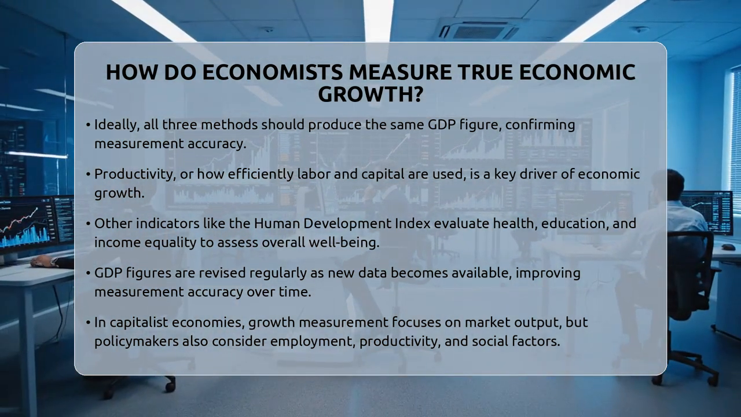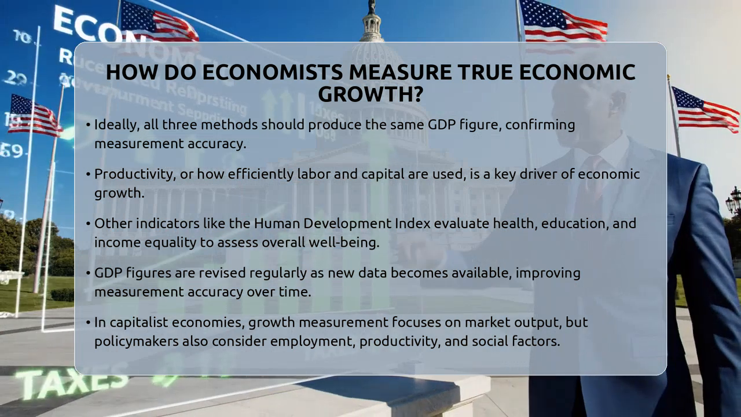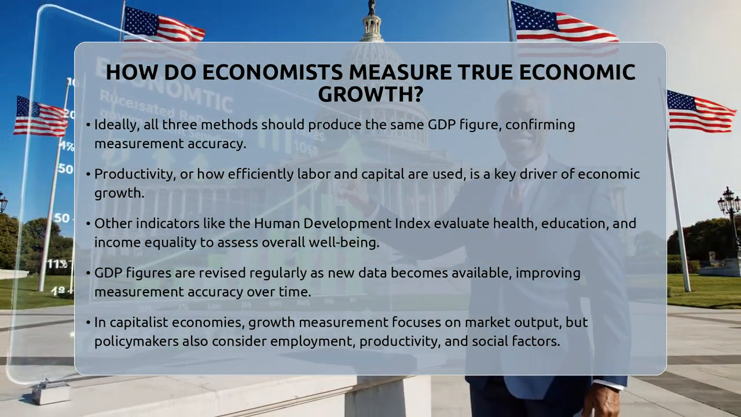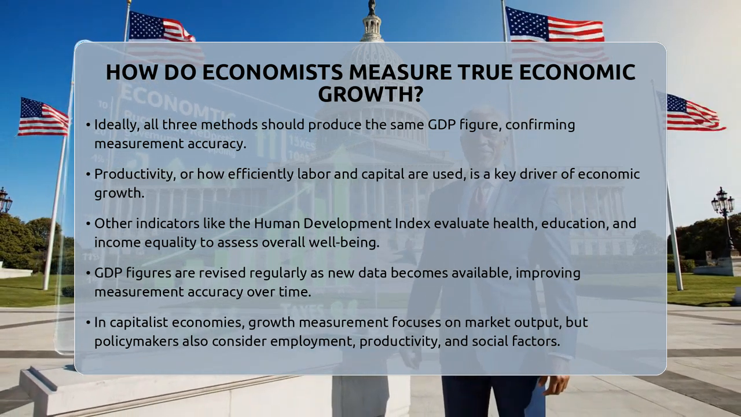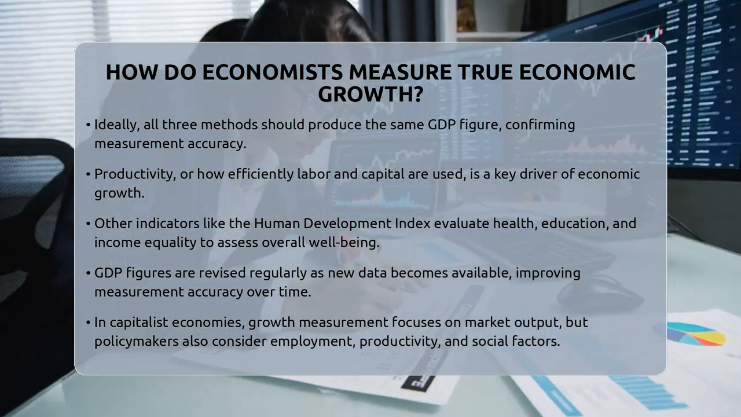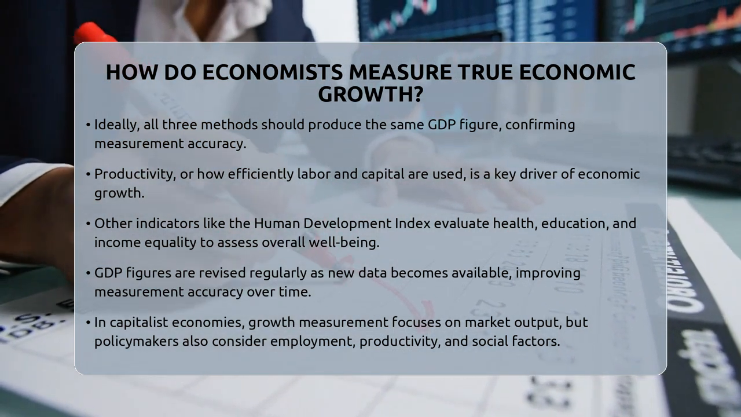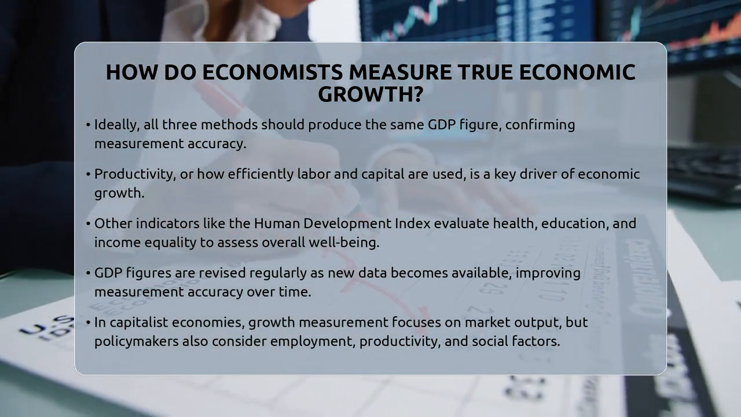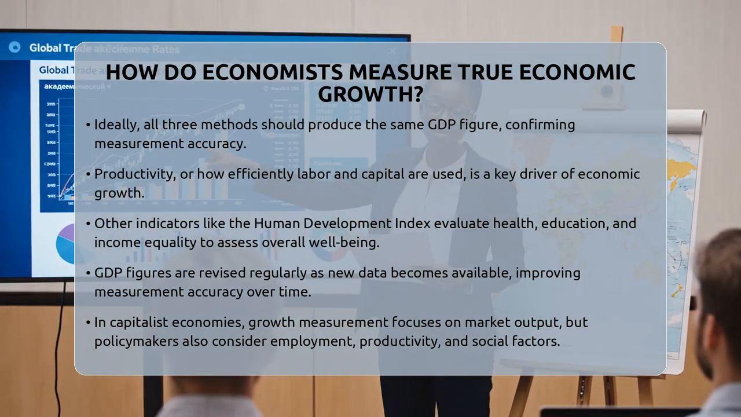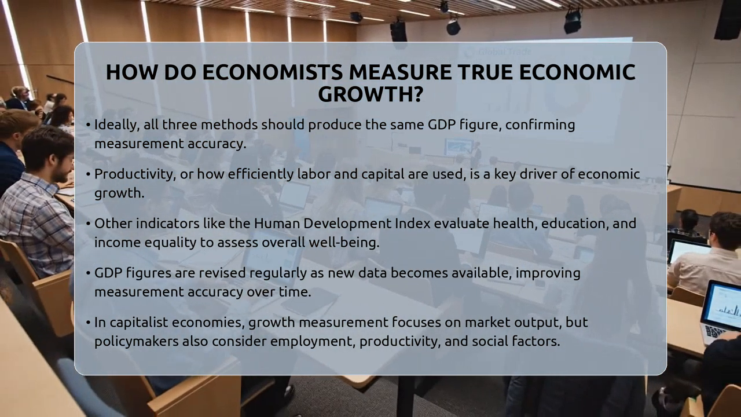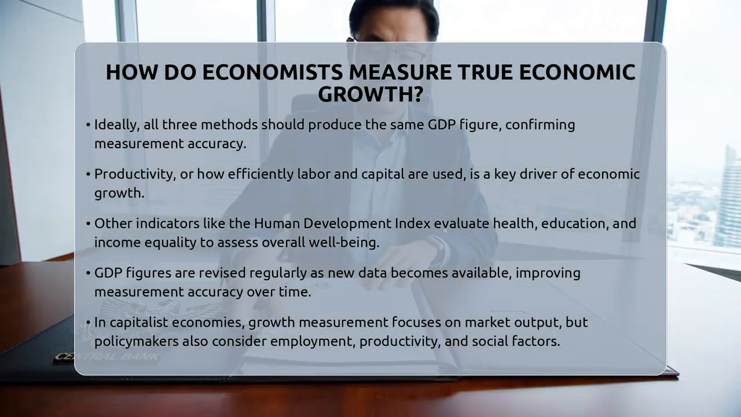In a system like capitalism, measuring true economic growth with real GDP fits well because it focuses on market output and production. Capitalist economies thrive on producing more goods and services efficiently. But to get a full picture of how well the economy is doing, policymakers also look at employment rates, productivity, and social indicators. This way, they can see if growth is translating into better lives for the people living in the country.